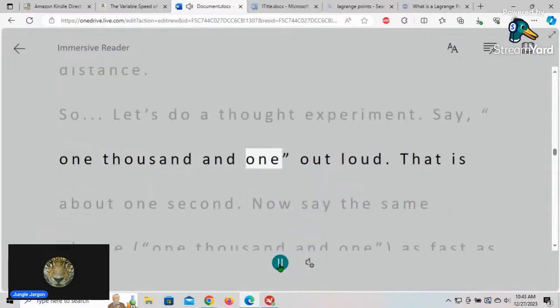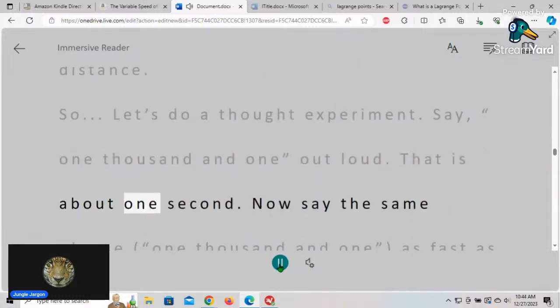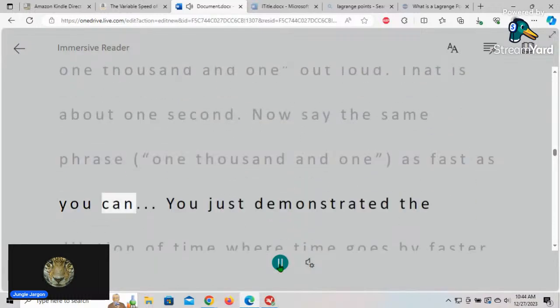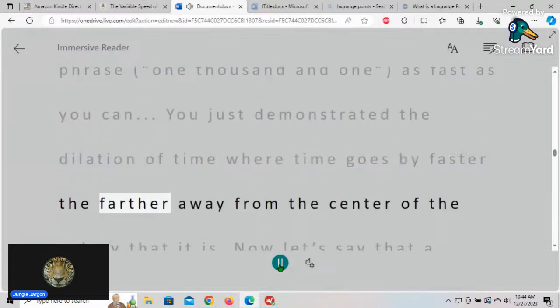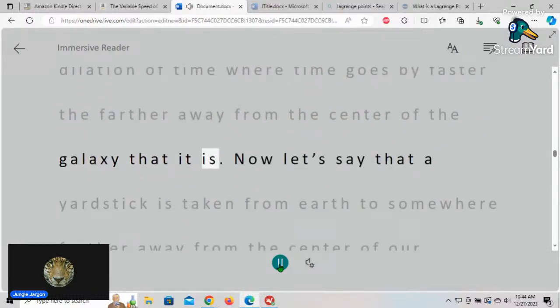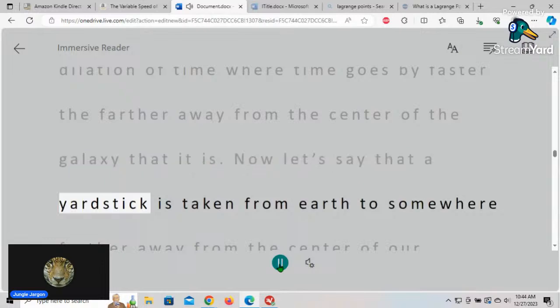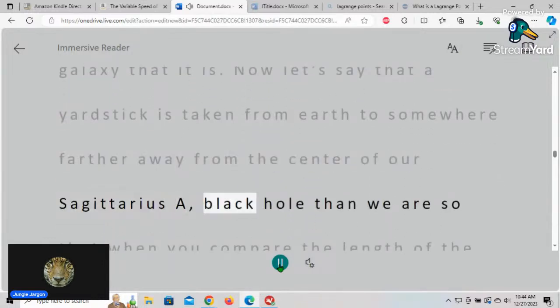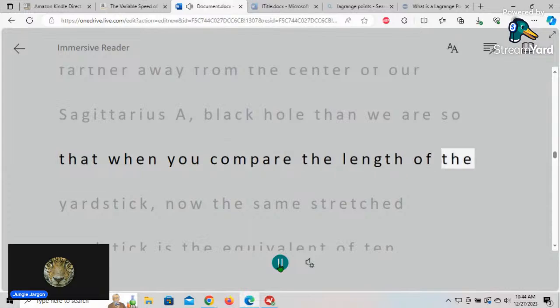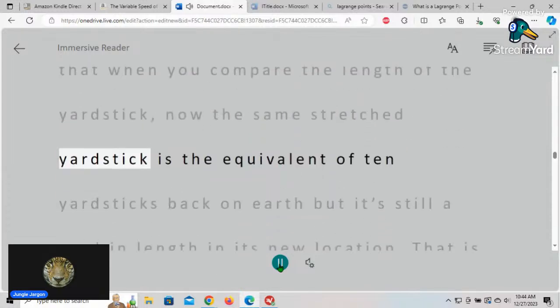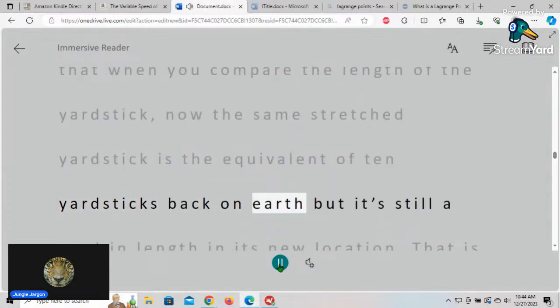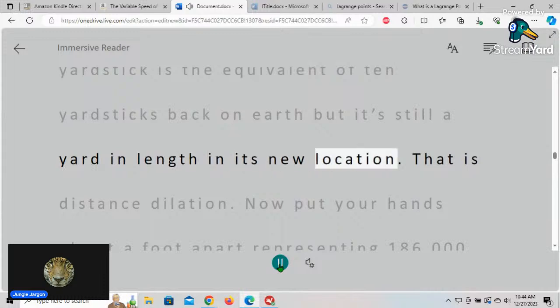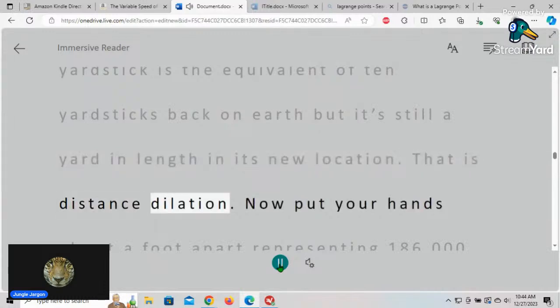Say 1001 out loud. That is about 1 second. Now say the same phrase, 1001, as fast as you can. You just demonstrated the dilation of time where time goes by faster the farther away from the center of the galaxy that it is. Now let's say that a yardstick is taken from Earth to somewhere farther away from the center of our Sagittarius A, black hole than we are, so that when you compare the length of the yardstick, now the same stretched yardstick is the equivalent of 10 yardsticks back on Earth, but it's still a yard in length in its new location. That is distance dilation.